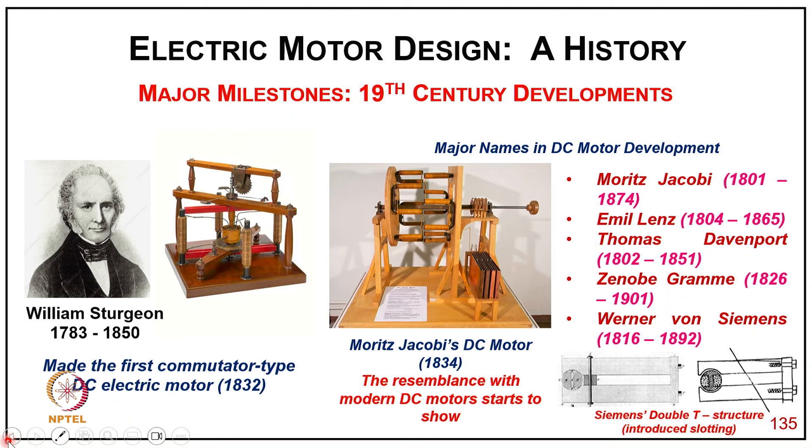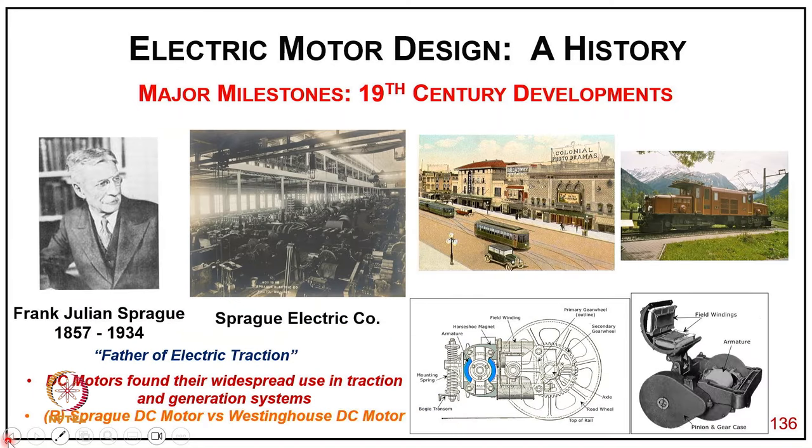Then coming to the milestones of the 19th century, William Sturgeon made the first commutator type DC electric motor, followed by Jacobi's DC motor. The resemblance to the modern DC motor starts to show. Then of course, major names in DC motors came: Emil Lenz, and then Werner von Siemens in 1892. The other developments in the 19th century were big in electrical machines history, especially Frank Julian Sprague. DC motors found widespread use in traction and generation systems.